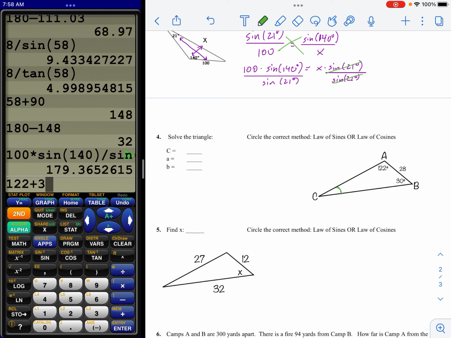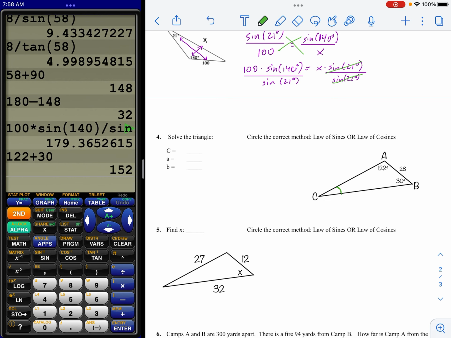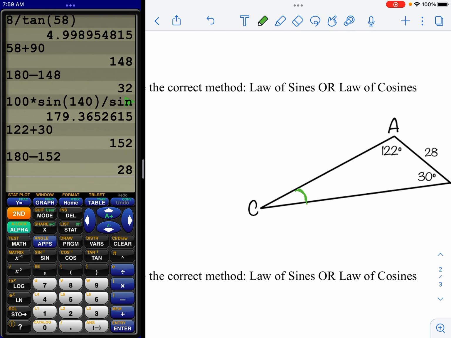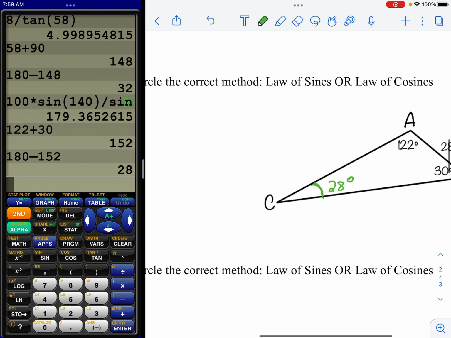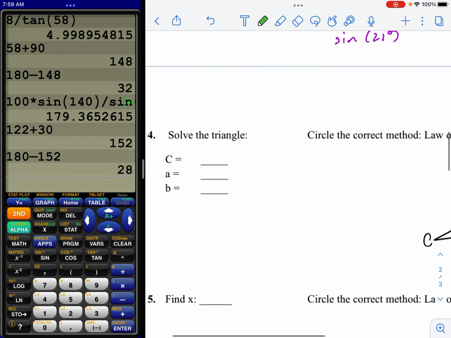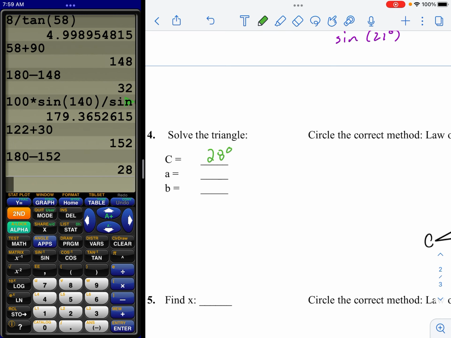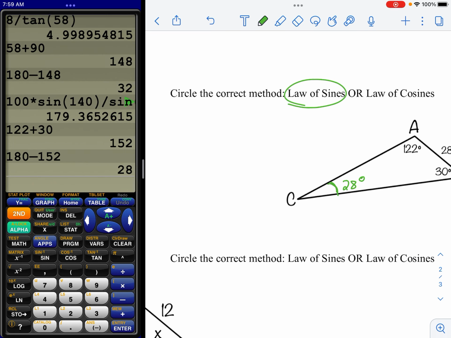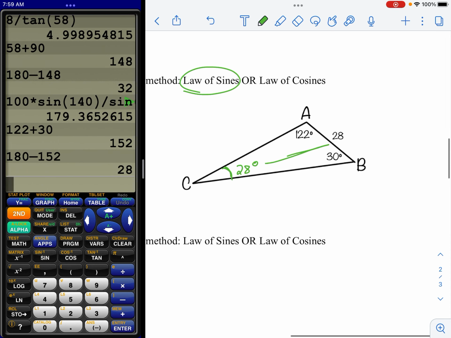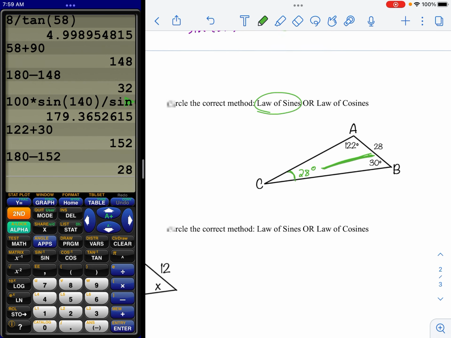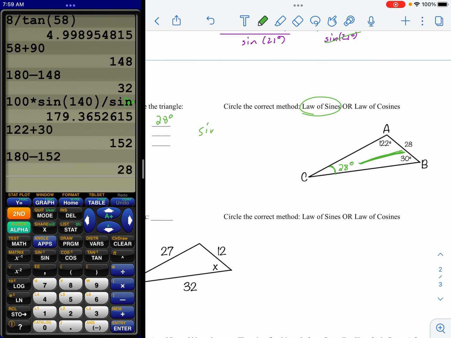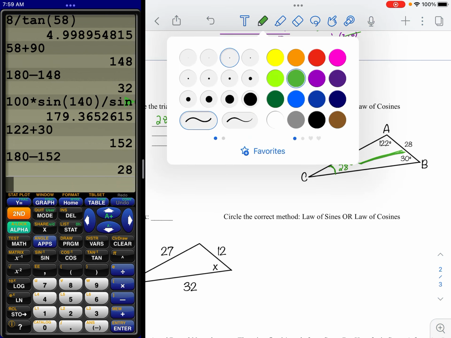Back up the bus. That is what I don't have, but I can get angle C pretty easily by adding up these two angles and subtracting it from 180. So this is going to be 28 degrees for angle C. Now, this changes things. It's law of sines, because I do have a pair right here, an angle on the side that pairs with it. So it's going to be sine 28 degrees over 28 equals, and then you can pick which other part you want to find first.